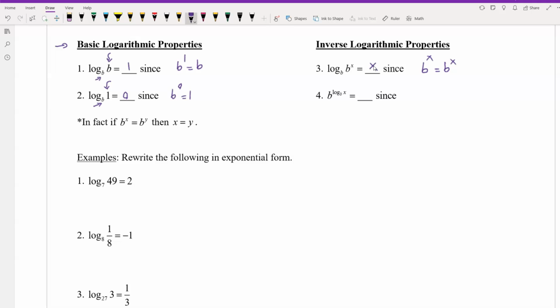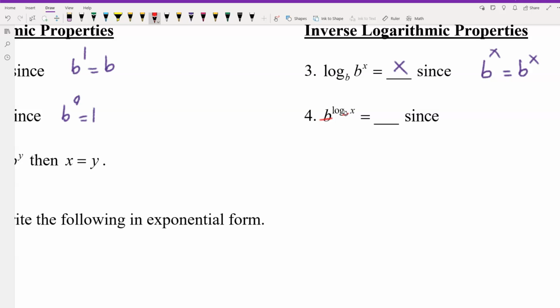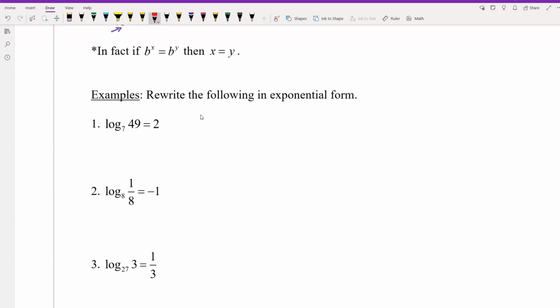Number 4, b to the power log_b x. So on this part, we have b, and here we have b. So we can cancel these. So it cancels, and our answer here is what we have on this part, so that is x. In fact, if b to the x power equal to b to the y power, because of having the same base, use what we have for powers, these two should be equal. So we have x equal to y.